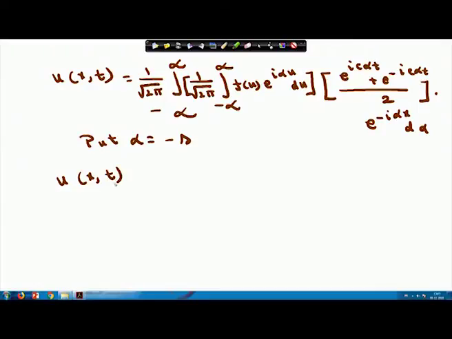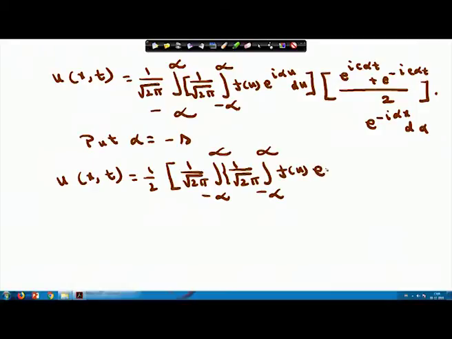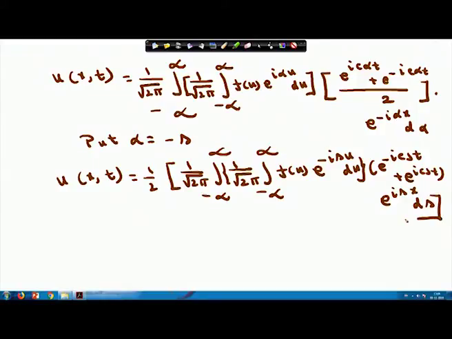By doing that, I can write u x t equals half, 1 by root 2 pi, and 1 I am bringing inside, integral from minus infinity to infinity, into 1 by root 2 pi integral from minus infinity to infinity f u into e power minus I s u, because alpha equals minus s, I am substituting, du. Into these two terms, e power minus I c s t plus e power I c s t, into e power I s x into d s, since d alpha becomes d s. So, I am getting this.